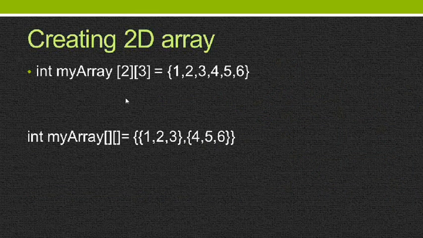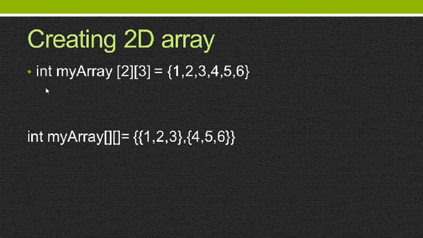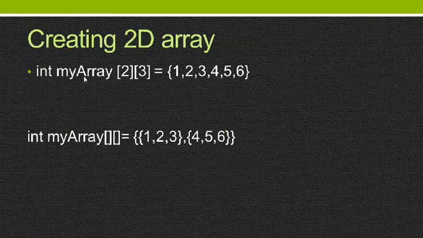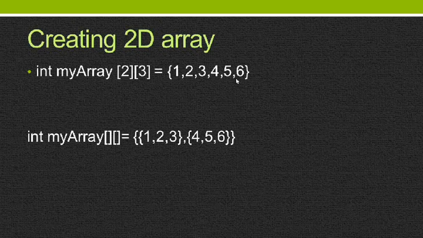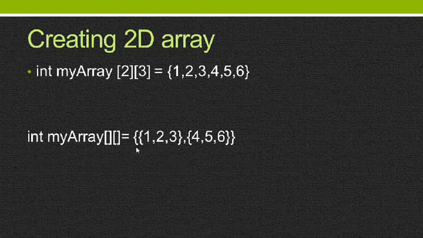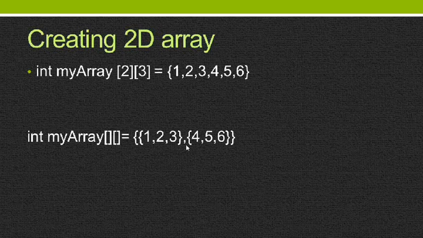Now another way we may initialize an integer array, that is int myArray[2][3] = {1, 2, 3, 4, 5, 6}. Here, 2 rows, 3 columns. We may use this, or we may use int myArray[][] and, using the second bracket once again, start another bracket containing {1, 2, 3}, comma, {4, 5, 6}. This type of initialization may be used for a 2D array.